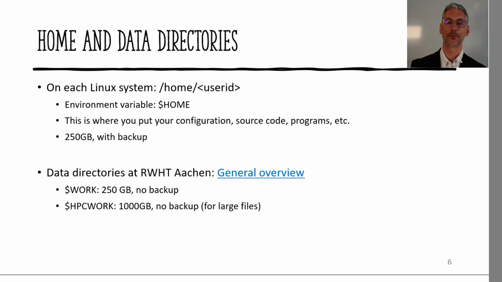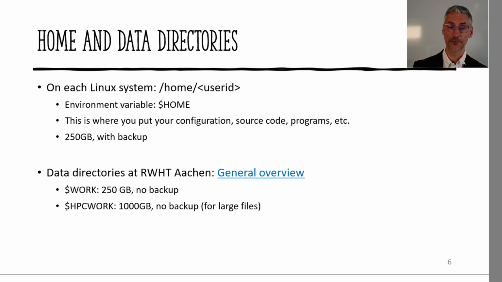So the home directory is where you put your configurations, your source code, your programs, and so on. And here in the HPC cluster in Aachen, you have 250 gigabytes of storage for this, and it's backed up. So it's not meant to store a large amount of data or output, but it's really meant for program files, configuration, and the things you want to interact with.